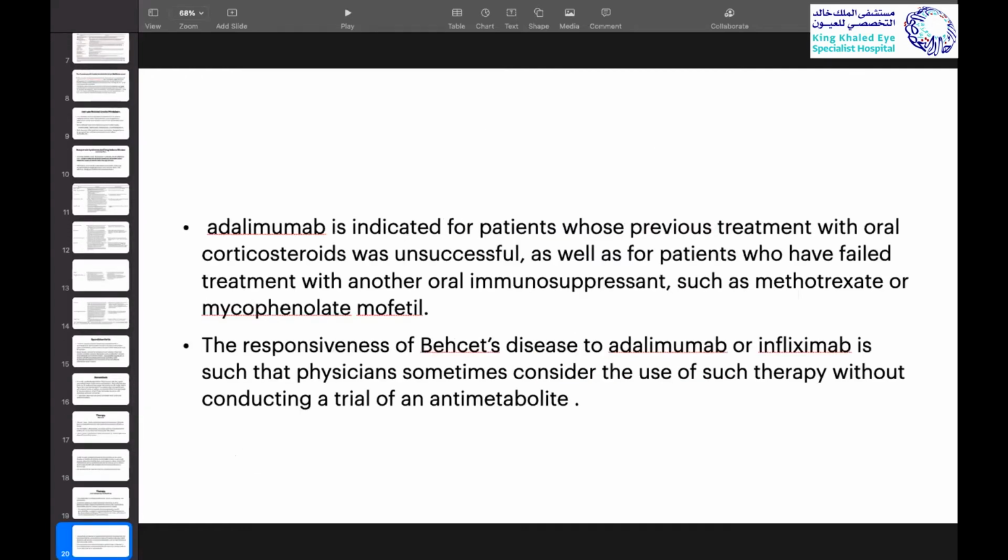Another medication, adalimumab, is indicated for patients who were previously treated with oral steroids and failed, as well as for patients who have failed treatment with another immune suppressing medication such as methotrexate or MMF. The response of Behçet disease, which is a special condition, to adalimumab and infliximab actually warrants the use of these medications without a trial of other antimetabolites.